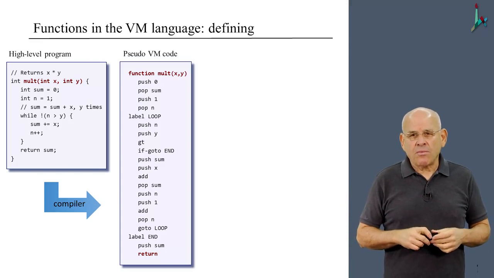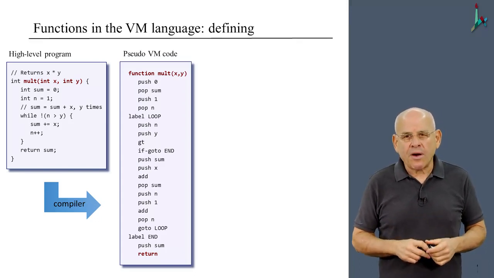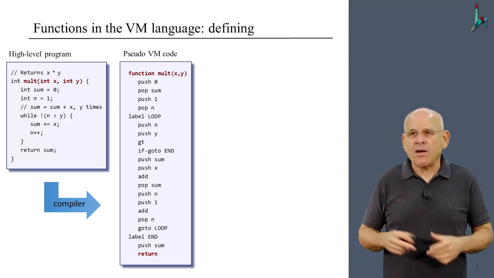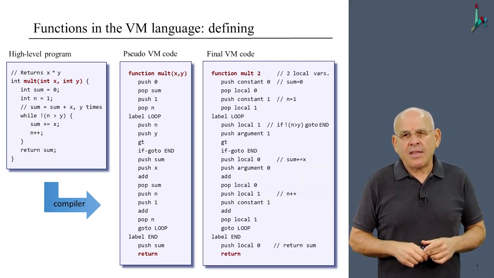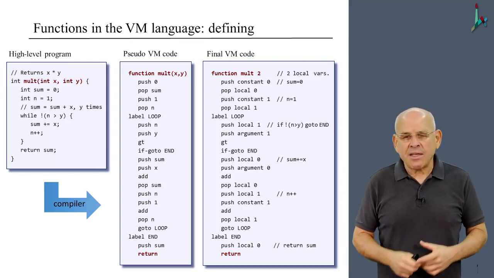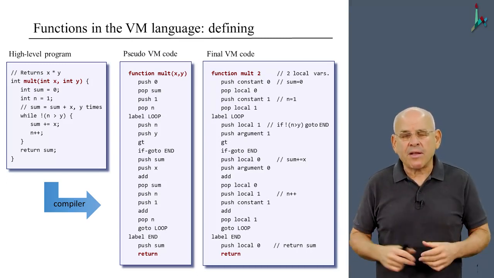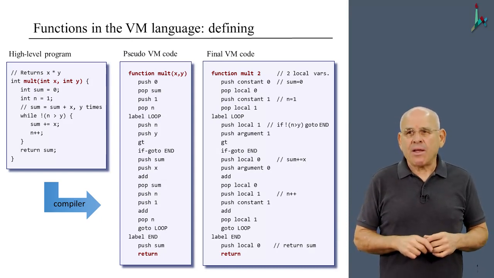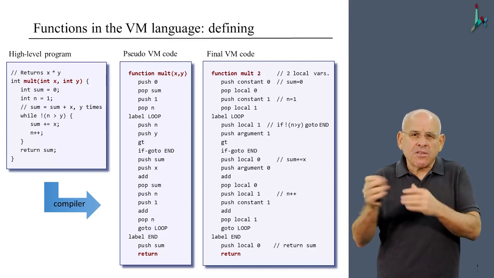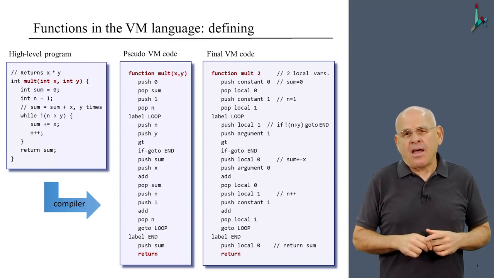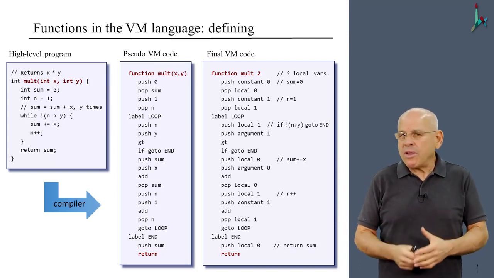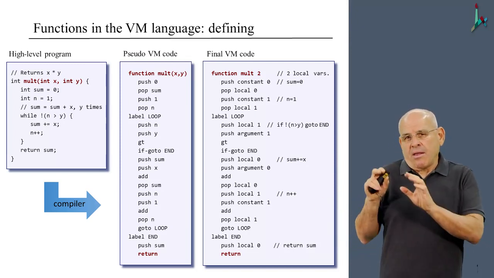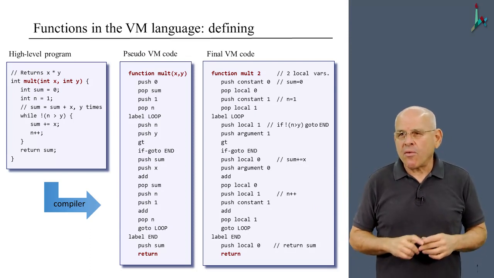All right, so the compiler goes to work, translates this high-level mult into pseudo VM code, and what you see on the right-hand side is the final real VM code that will actually be generated. The pseudo VM code I'll show you just so that we can easily discuss the example, but as you know, we don't have any symbolic variables in VM programs, so the real thing is shown on the right-hand side.